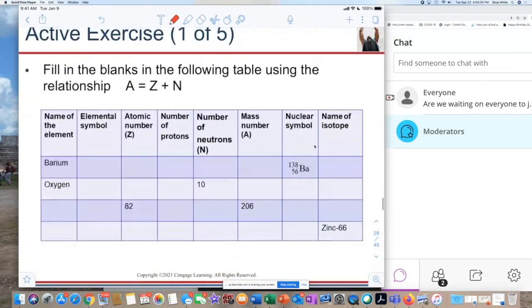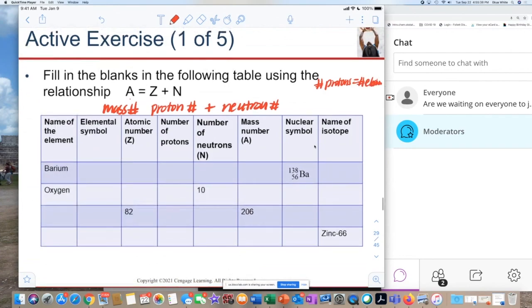So this is saying, fill in the blanks in the following table using the relationship A equals Z plus N. A is the mass number, Z is the proton number, and N is the neutron number, right? Before we go into this, there are certain rules that we have to know. Number of protons equals number of electrons when the atom is neutral.